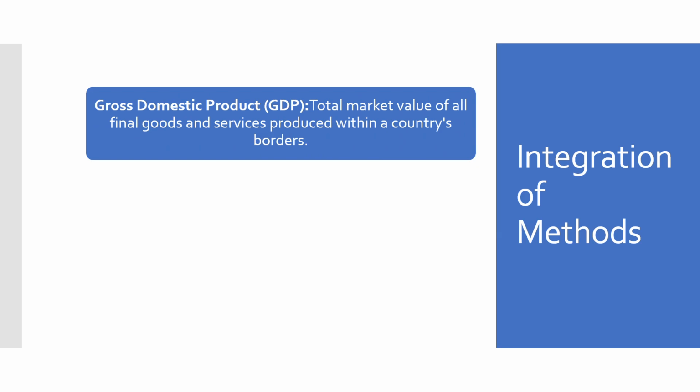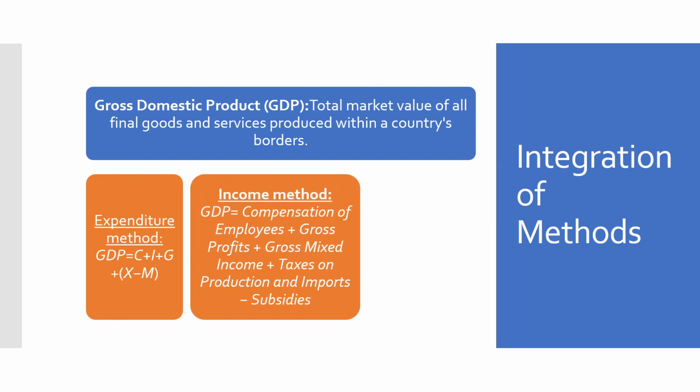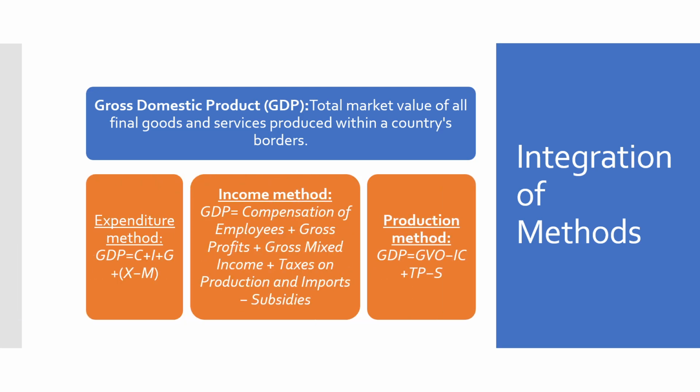Gross domestic product. It is the total market value of all final goods and services produced within the borders of a country in a specific time period. GDP can be calculated using the expenditure method: GDP = C + I + G + (X - M). The income method: GDP = compensation of employees + gross profits + gross mixed income + taxes on production and imports - subsidies. Production method: GDP = GVO, which means gross value of output, minus intermediate consumption, plus net value added, plus taxes on products, minus subsidies.